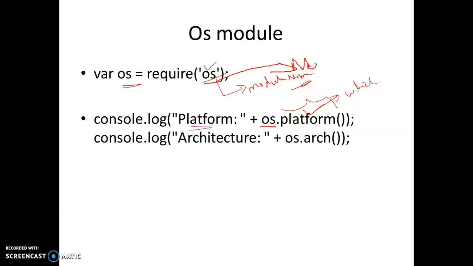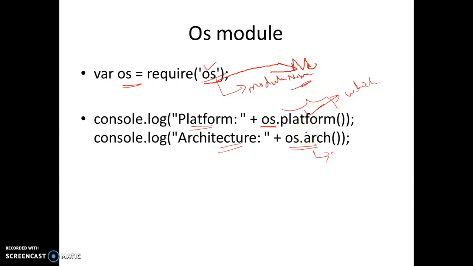The next example for retrieving OS related information is the architecture. For getting which architecture I am using in the OS, we use the arch function. So the os.arch function gives you the architecture. So these are the two examples which I mentioned.